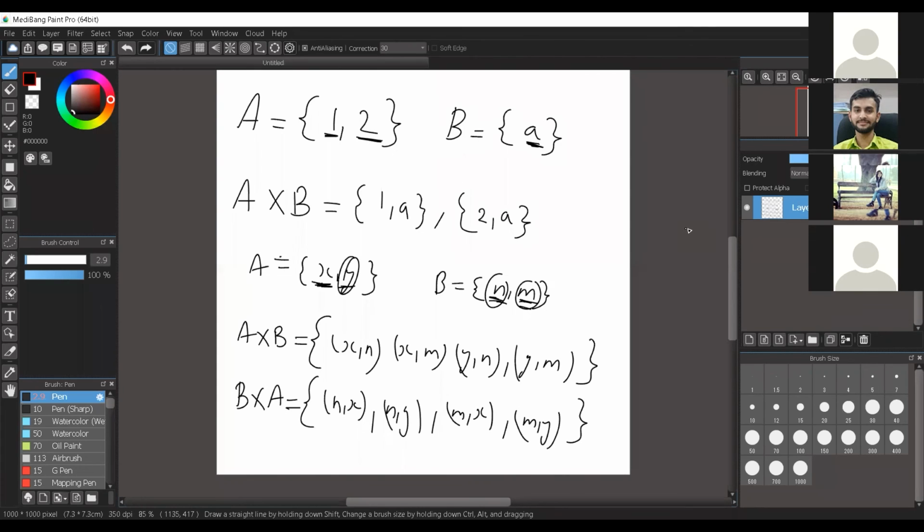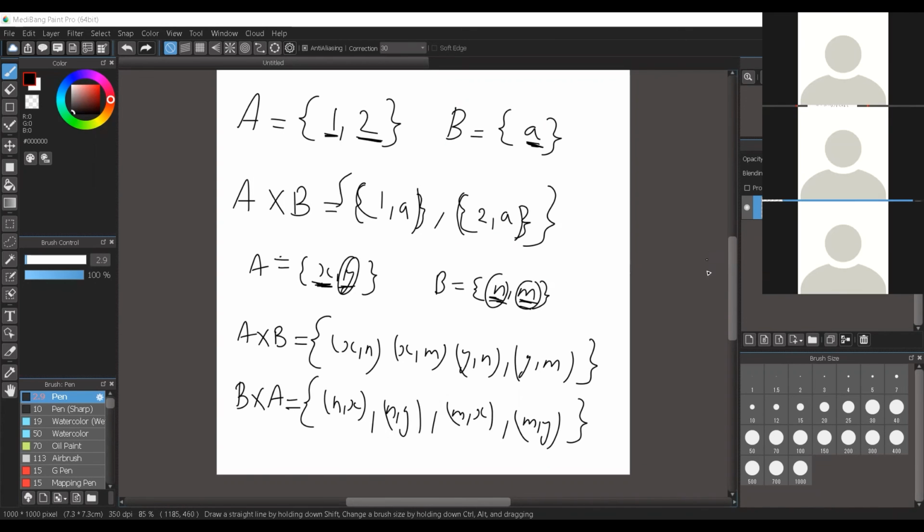Yeah, clear to me. Everyone, you understood? But I think in the first example, A cross B, there is a mistake of brackets, I think. Yeah, these should be brackets here, they should be small. Okay, this is clear now. Complement. Okay, ma'am, done.